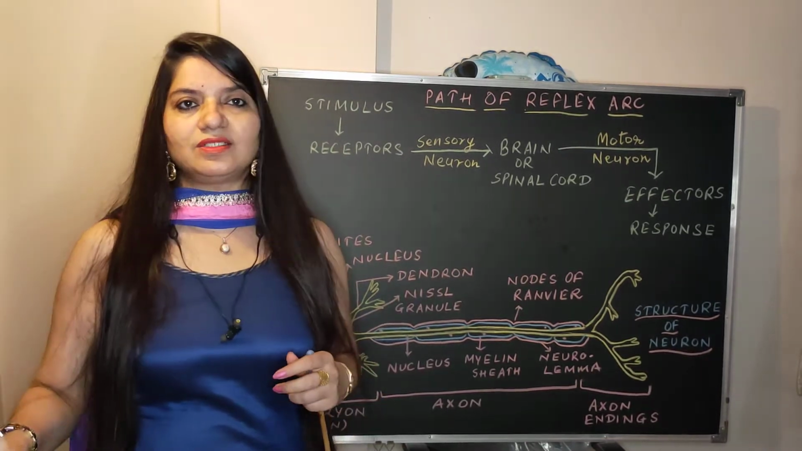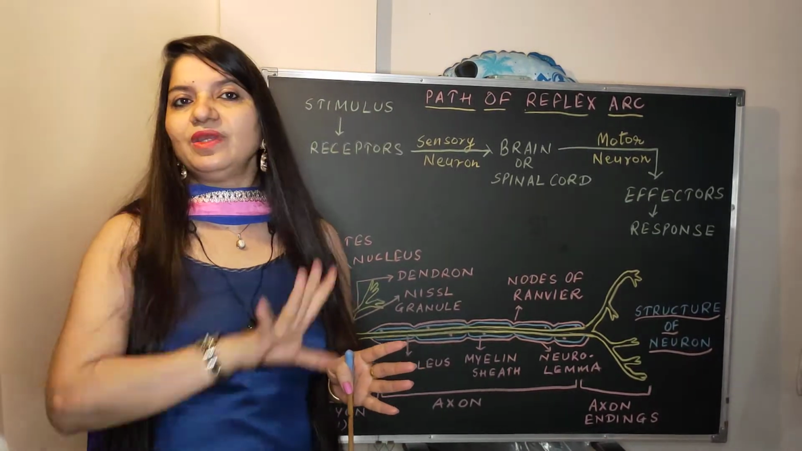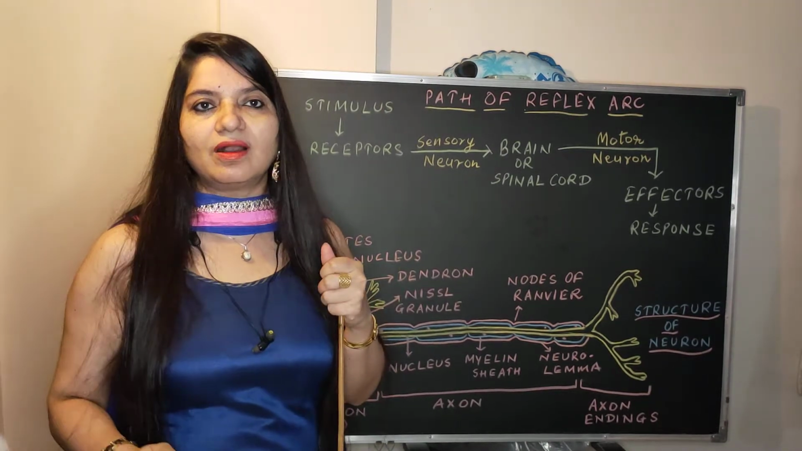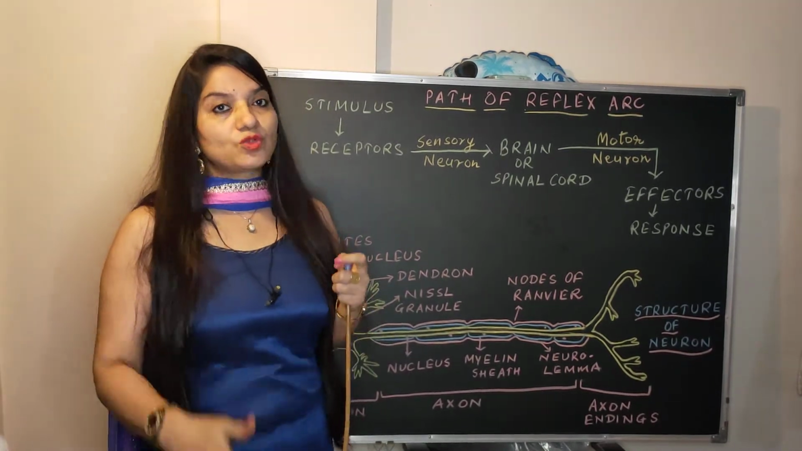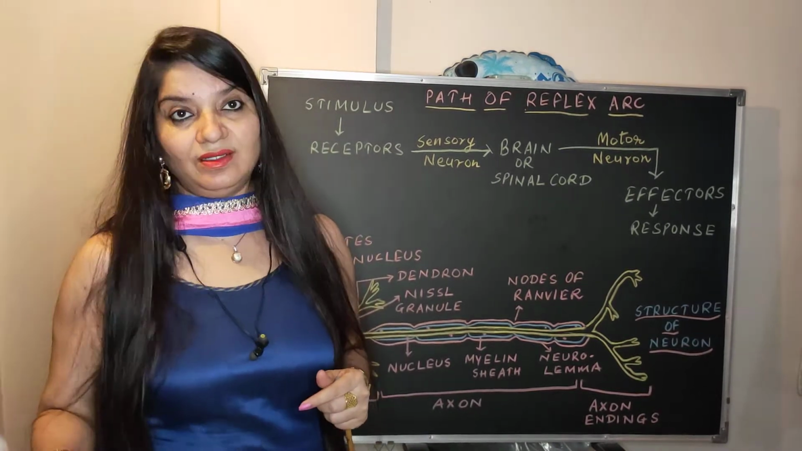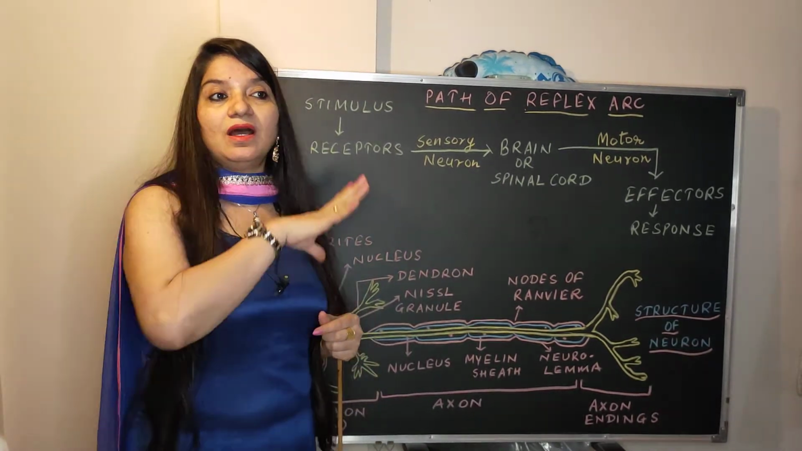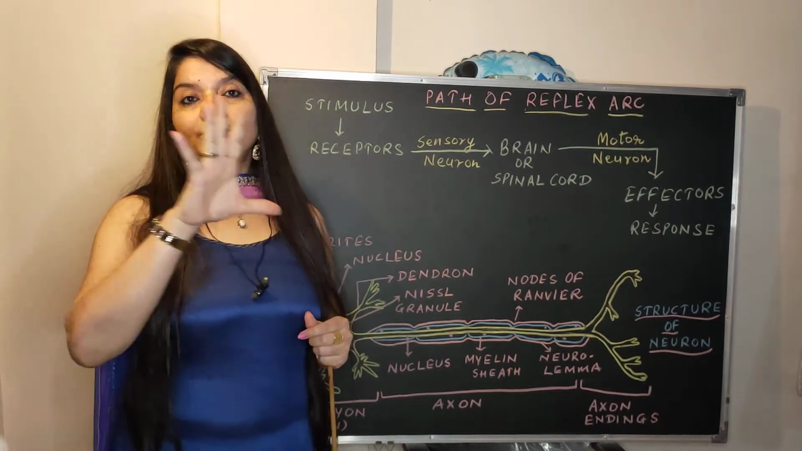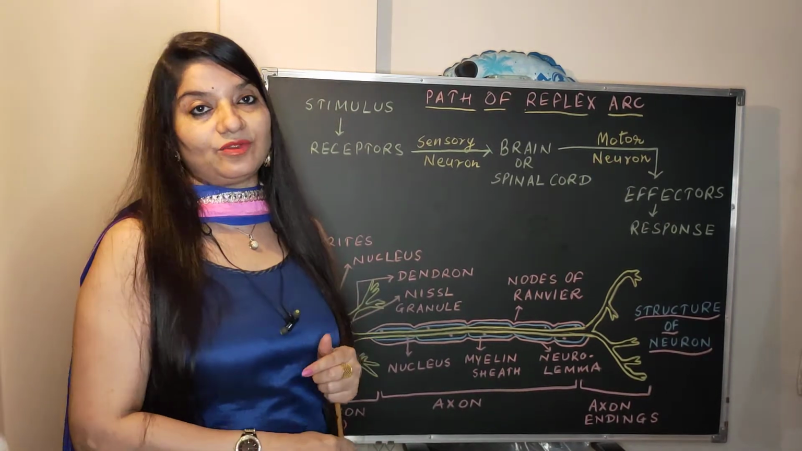Now, what are voluntary activities? Suppose I'm moving my hand like this. I want to walk, I want to jump, I want to do swimming. All these are voluntary activities which are under my will. So basically, it is responsible for carrying out all the voluntary actions.